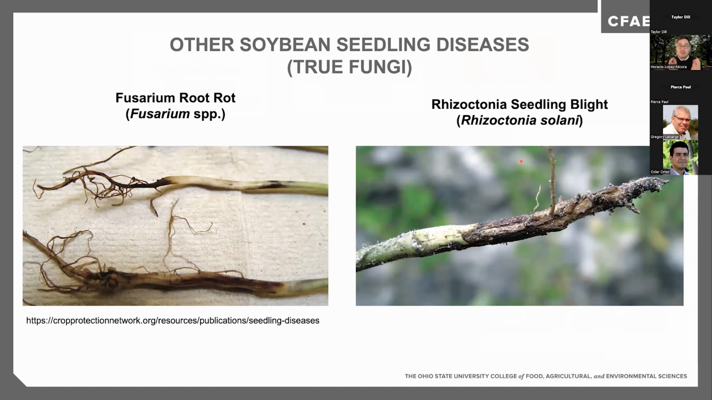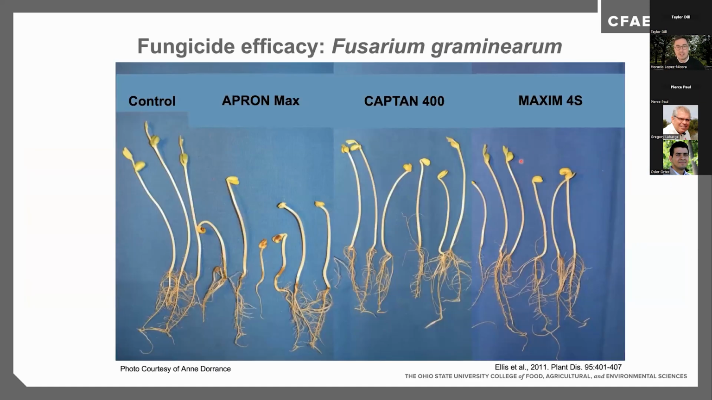Staying around the rhizosphere of the soybean, let's talk a little bit about other true fungi that can cause problems to soybean, especially in the seedling stage of the plant. One of the problems that we can encounter early in the season are these true fungi. And I say true fungi because the water molds, the oomycetes, Phytophthora and Pythium, are not true fungi. They're oomycetes. They're a different organism. And why is that important?